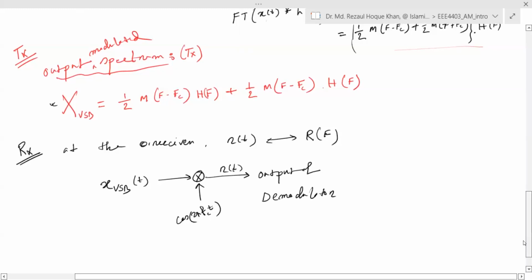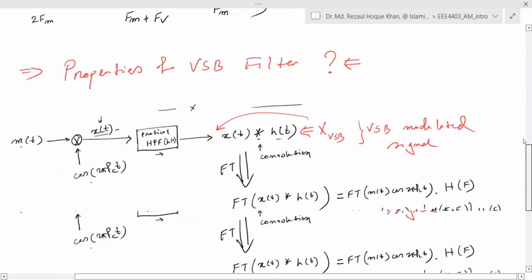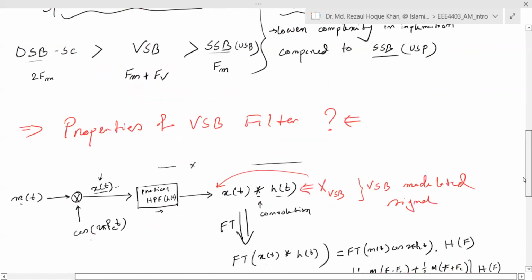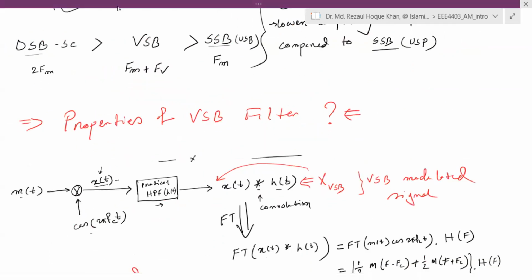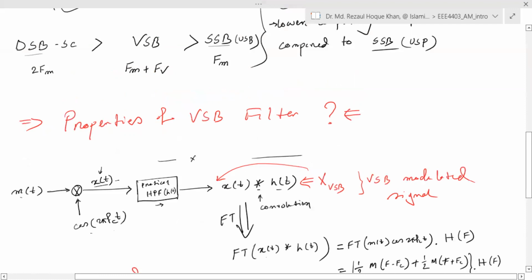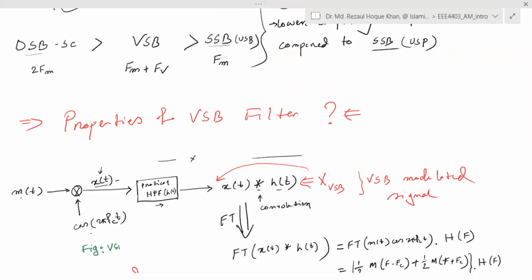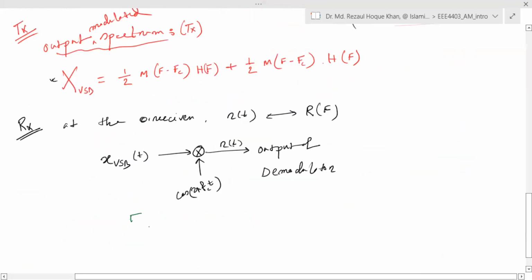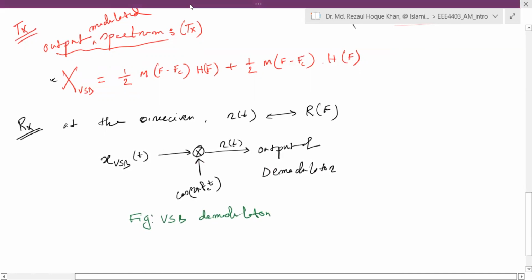So this is the modulator section, where we modulated previously. This figure is the VSB modulator, and this figure is the VSB demodulator. Okay, good.